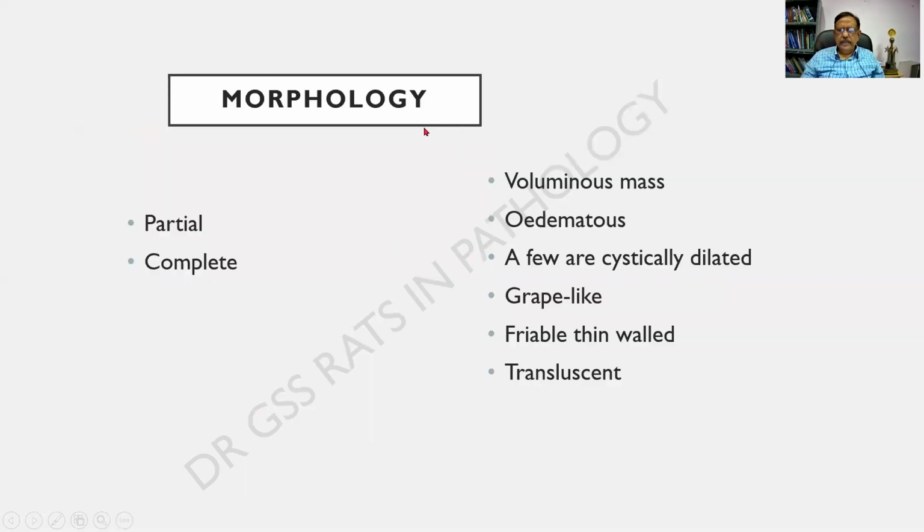As mentioned earlier, a mole can be a partial mole or a complete mole. It is a voluminous mass. It is edematous. A few of these are cystically dilated and produce a bunch of grape-like picture. The vesicles are thin-walled and translucent. This will be the morphology. Some are small, some are large.